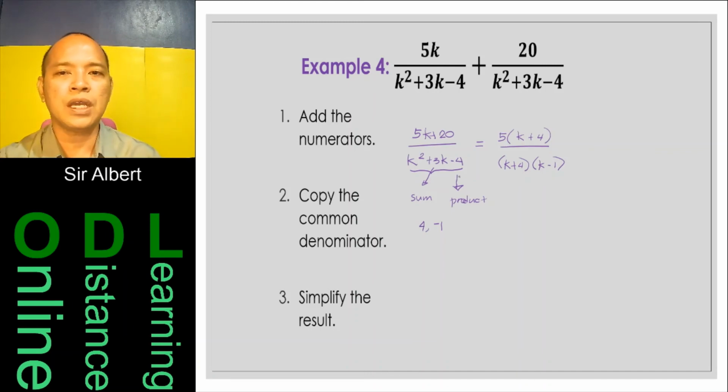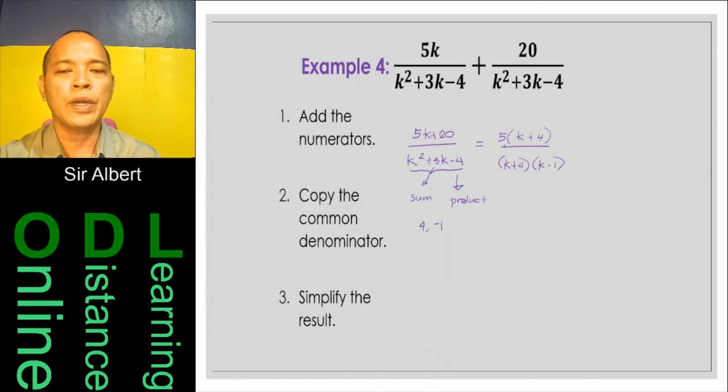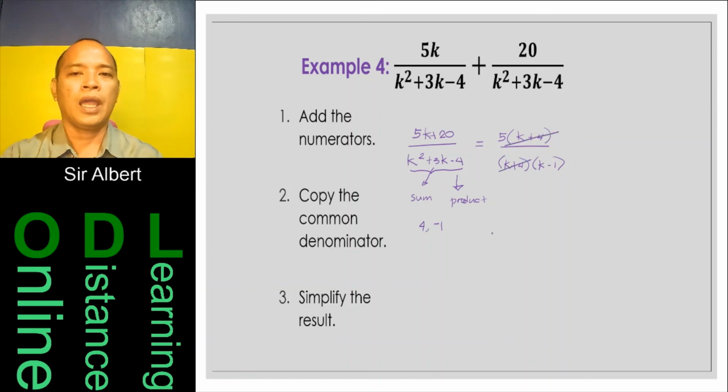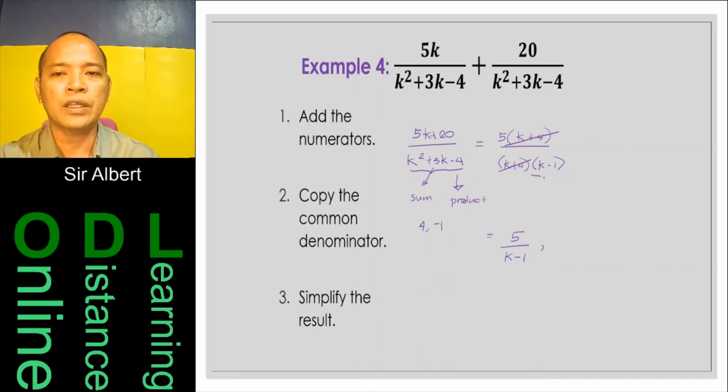Here, we would now see that there is a factor that's common to both the numerator and the denominator. So we cancel out k plus 4 and end up with 5 over k minus 1. Again, the final answer comes with the restriction on the variable that would make the denominator equal to 0. So if we take a look at this factor here, k cannot be equal to 1 because if k were equal to positive 1, this would make the denominator 0 and we end up with an undefined expression.